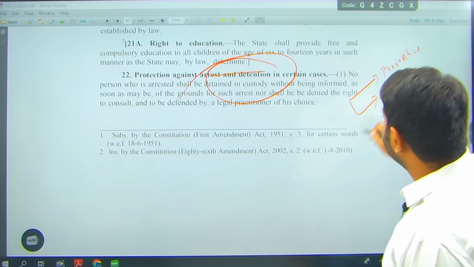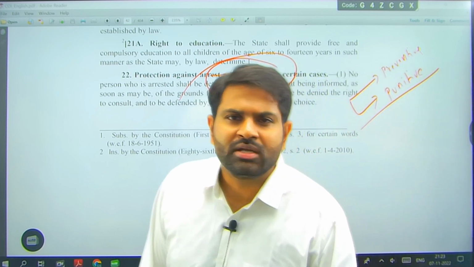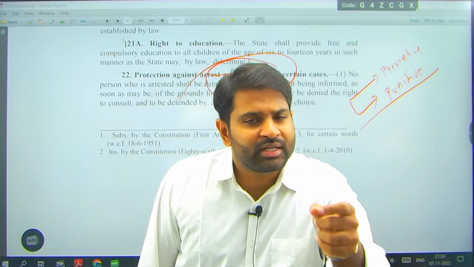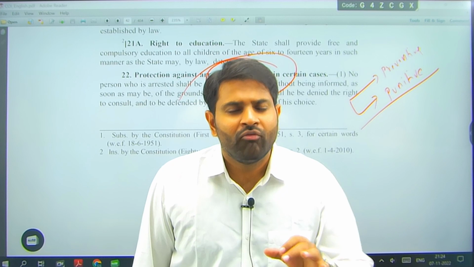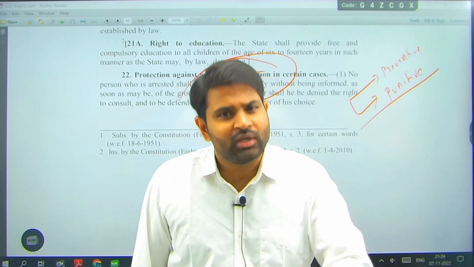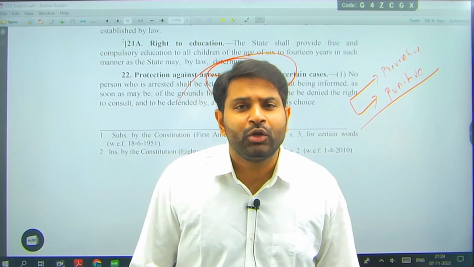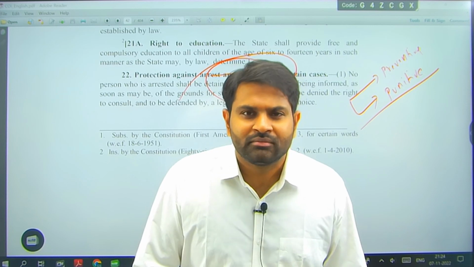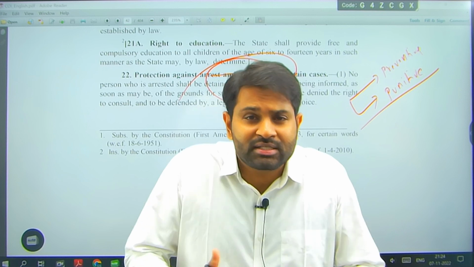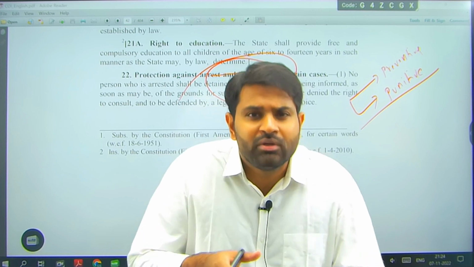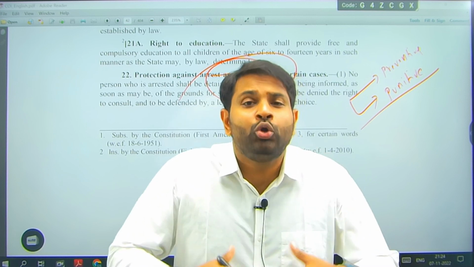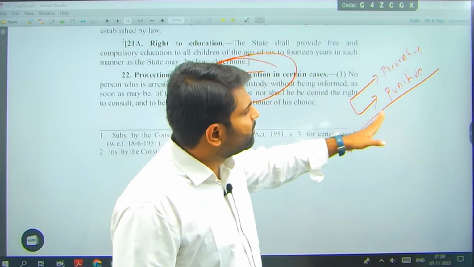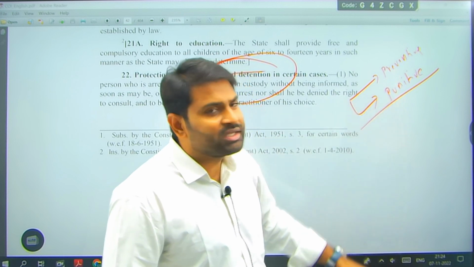There are two types of arrest. One is punitive, the other one is preventive. When you are arrested after doing a crime, that is called punitive detention. When you are arrested even before doing the crime, let us say that I am planning to blast any particular marketplace, then I can be arrested even before blasting. That is preventive detention. Understood? If I am about to do a big crime, then also with intelligence they can arrest me. That is called preventive detention. These two types of detentions are there.